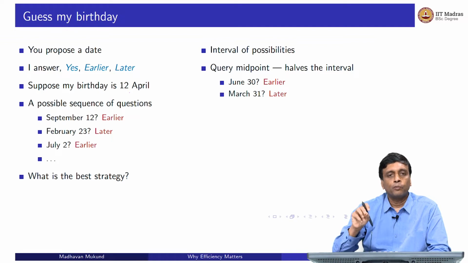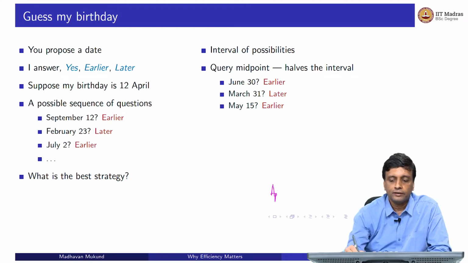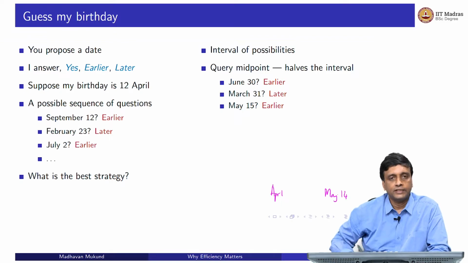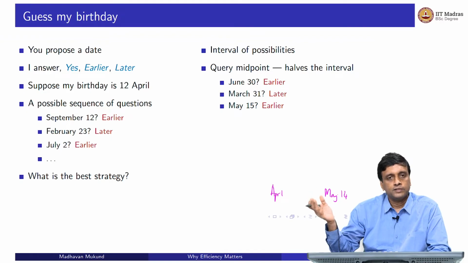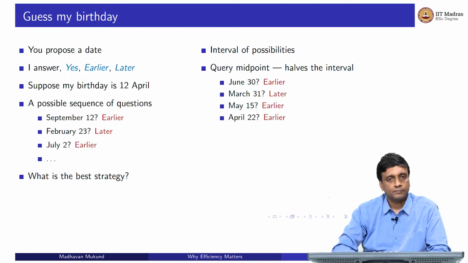So now you take the midpoint in that, the middle month is May, so you take the midpoint, say 15th of May. So you will say, is it May 15th, right? And I will say no, it's earlier. So now my range is between April 1 and May 14th, right? So this is like 45 days roughly. I have cut it down from 12 months to 6 months to 3 months to 1.5 months, 45 days. So 45 days, so about 22 days is the midpoint. So I may ask 22 days from April 1st, so I may say April 22nd, right.